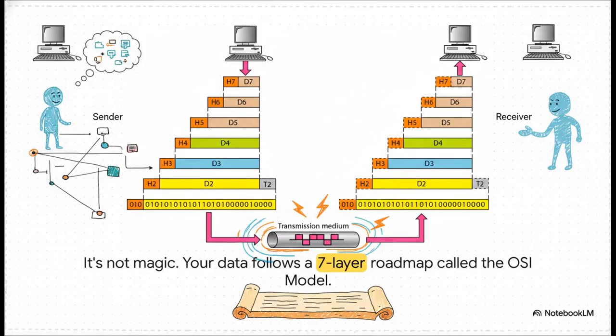Well, it's not magic, but it is a really organized process. It's called the OSI model, and you can think of it as a 7-layer roadmap for your data. As you can see here, we're going to start with you, the sender on the left, and follow your data as it gets packaged, layer by layer, sent across the network, and then unwrapped on the other side.